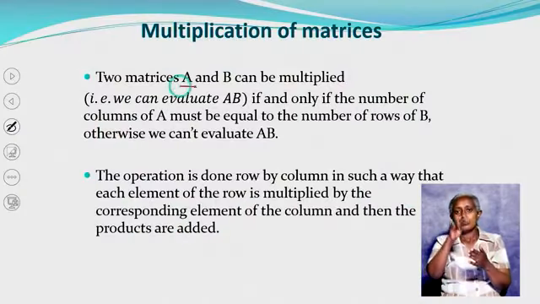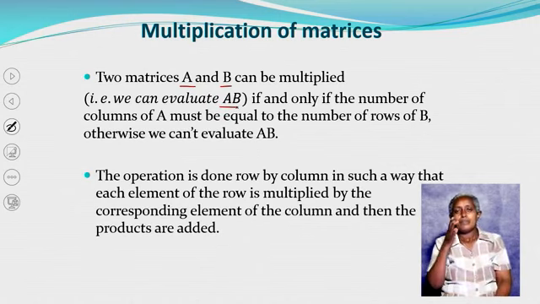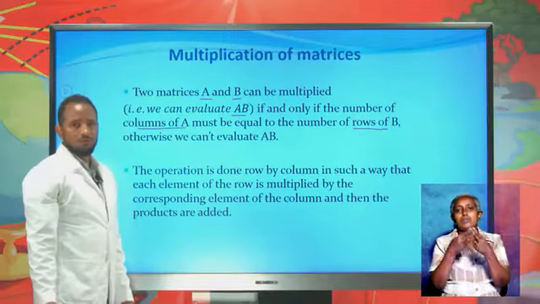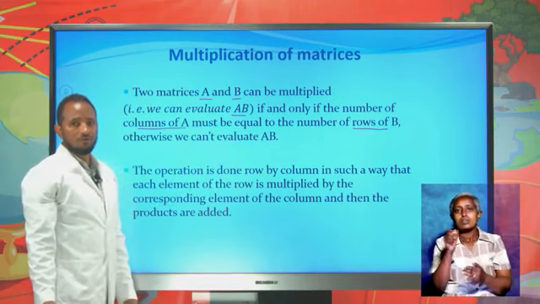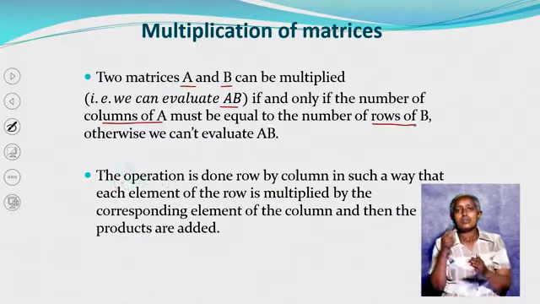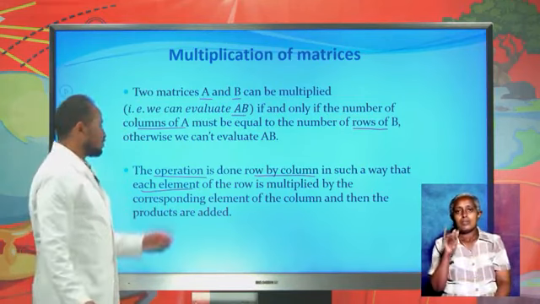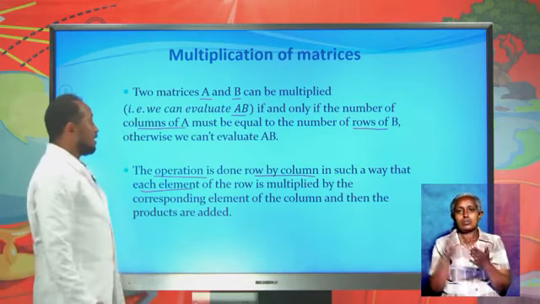Two matrices A and B can be multiplied, or we evaluate the product AB, if and only if the number of columns of A is equal to the number of rows of B. And if this is not the case, we cannot multiply AB. So to multiply two matrices A and B, the number of columns of A must be equal to the number of rows of B. And the operation is done row by column, in such a way that each element of the row is multiplied by the corresponding element of the column, and then the products are added. So let's see this concept through an example.